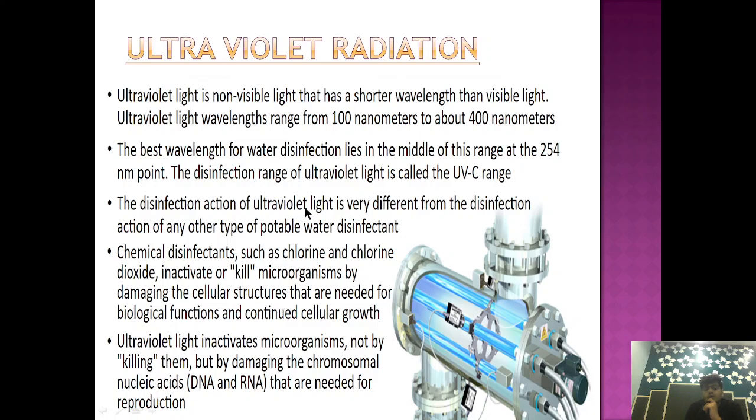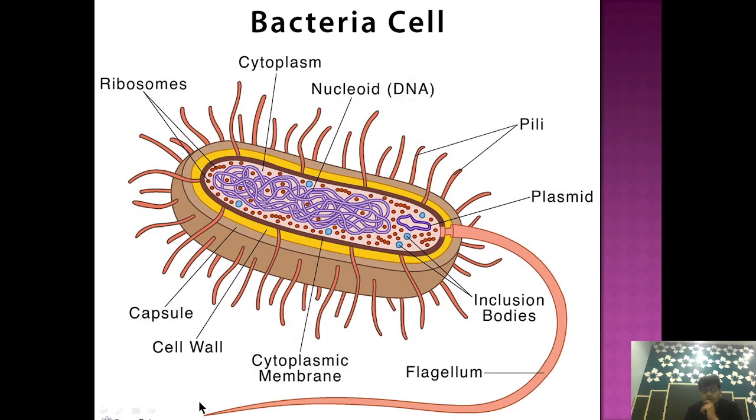But what about ultraviolet light? Ultraviolet light inactivates the microorganism. They do not kill them, they inactivate them by damaging the chromosomal nuclei that are needed for reproduction. So this will give you a clear idea.